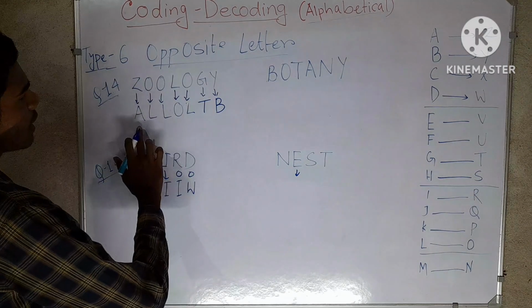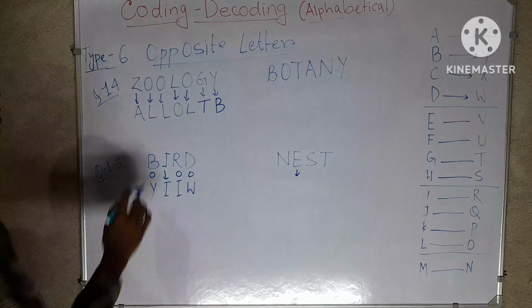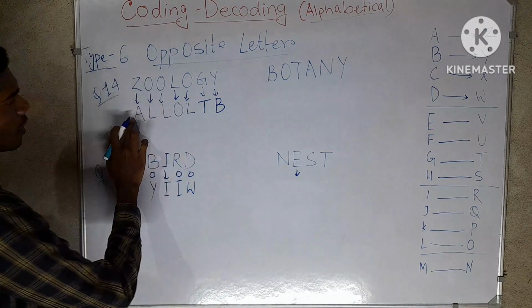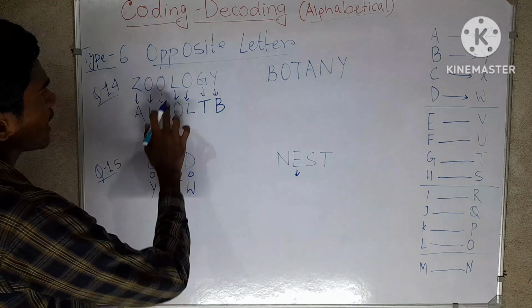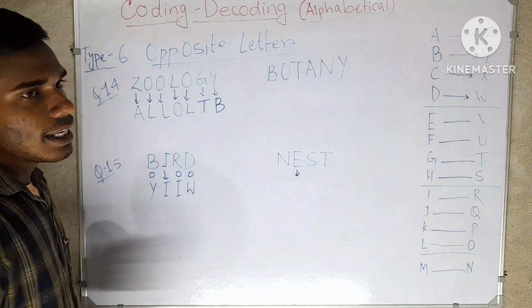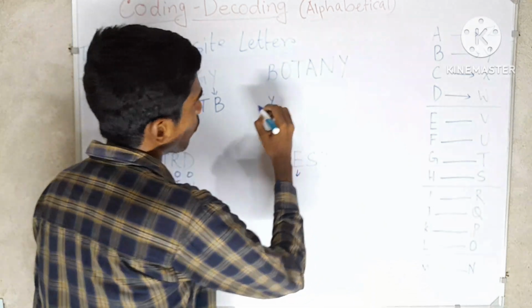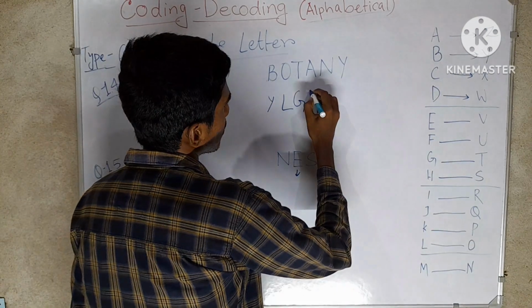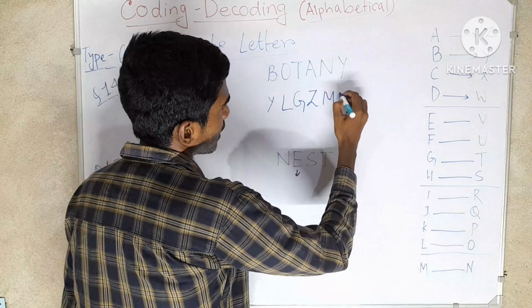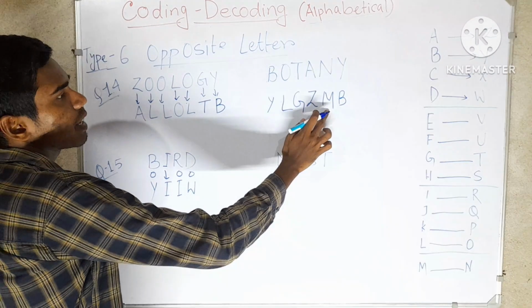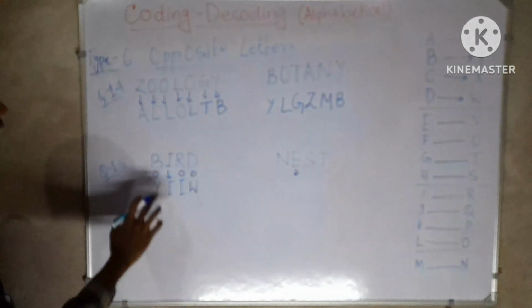If zoology is coded as ALLOTB, that means all the letters are replaced by their opposite letters. The opposite letter of Z is A, O is L, O is L, L is O, G is T, and Y is B. Similarly, the opposite letter of B is Y, that of O is L, that of T is G, A is Z, N is M, and Y is B. So that botany will be coded as YLGZMB.